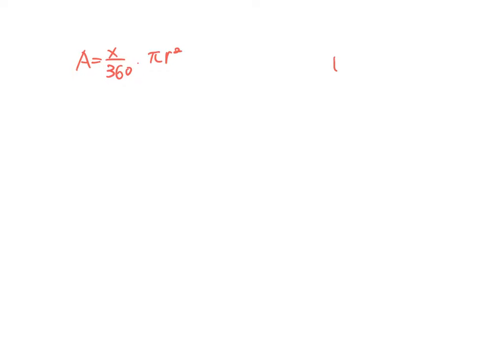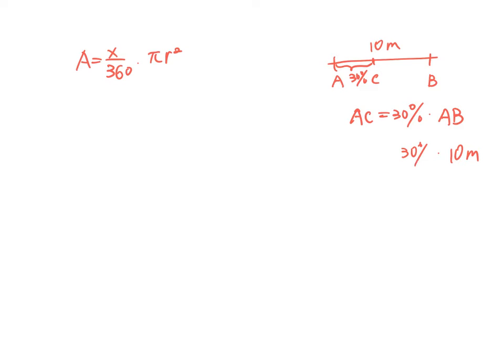So let me give you an example here. If I tell you that between point A and point B, this segment is 10 meters, and C is about, say, 30% of the length of AB, then AC equals 30% times AB. Since AB is 10 meters, you just plug it in, and your final answer is AC equals 3 meters. It's that easy. Now I can elaborate that into an area question.